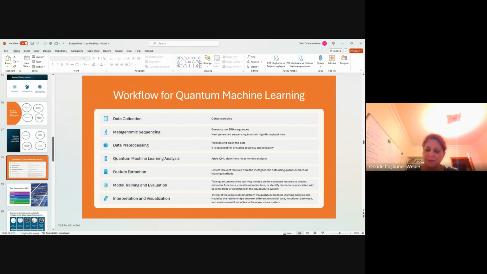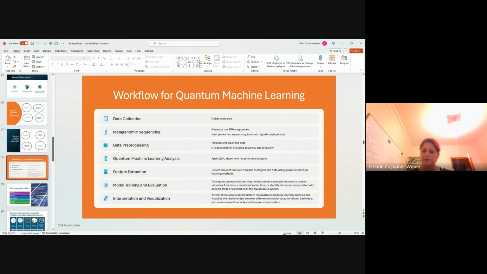Then data pre-processing is a crucial step. Processing and cleaning the metagenomic data to remove sequencing errors, filter out low-quality reads, and trim adapter sequences are crucial. This step is essential for ensuring the accuracy and reliability of the subsequent analysis.